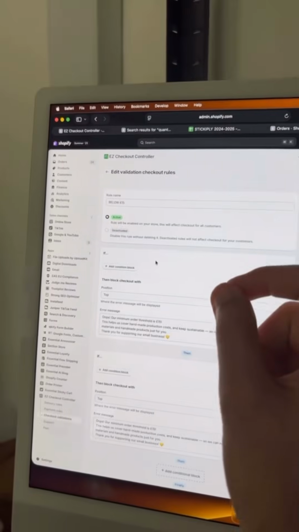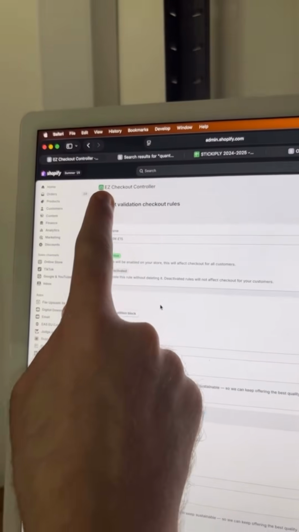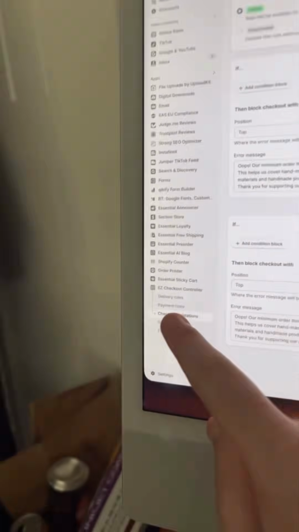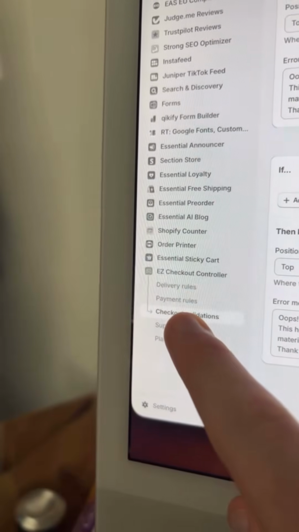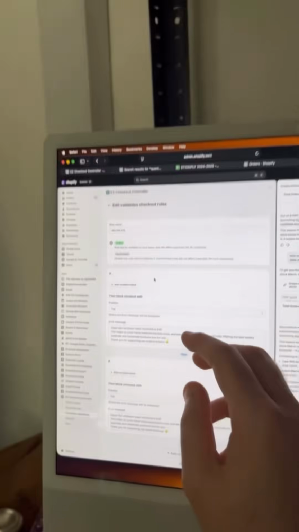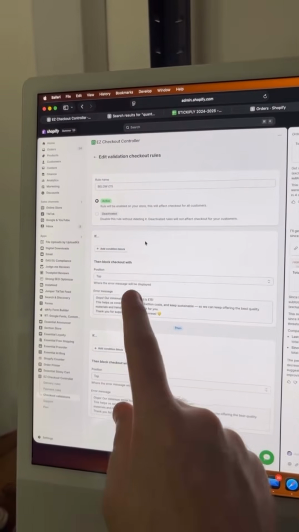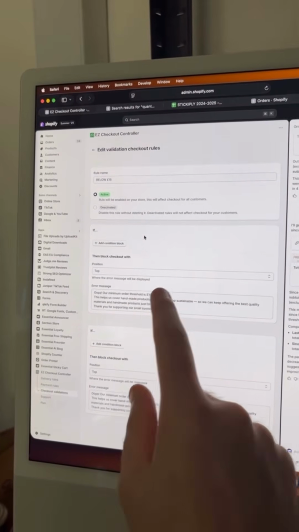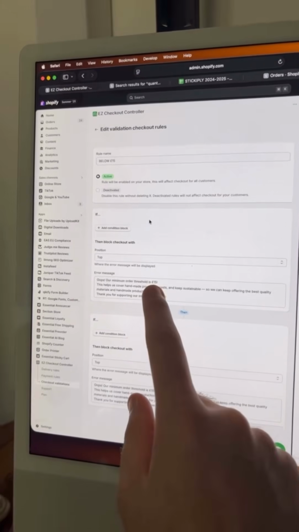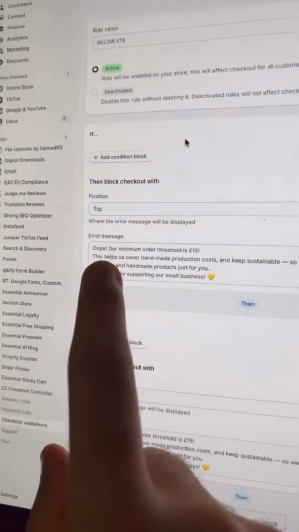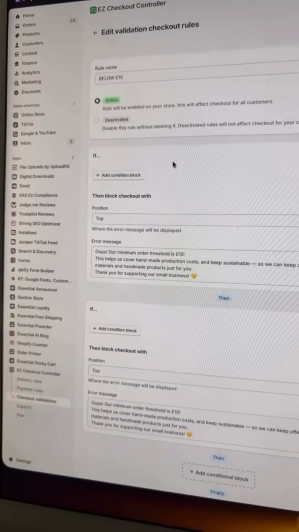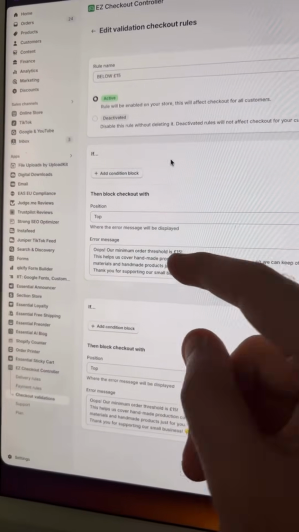So we've gone ahead and downloaded this app called Easy Checkout Controller, and it allows you to set up delivery rules, payment rules, and checkout validations. What that means is that we can set a minimum purchase order of, say, £15 for the UK. It will simply come up with this error message at the top of the checkout, which says our minimum order is a threshold of £15.